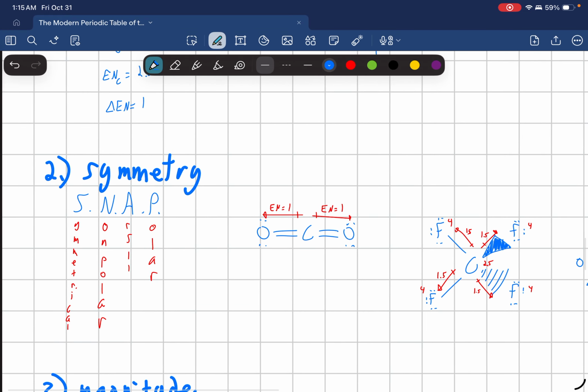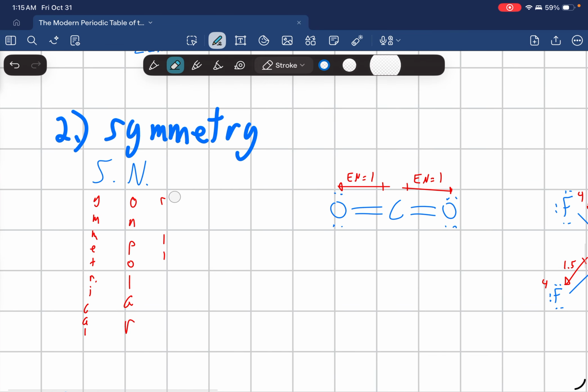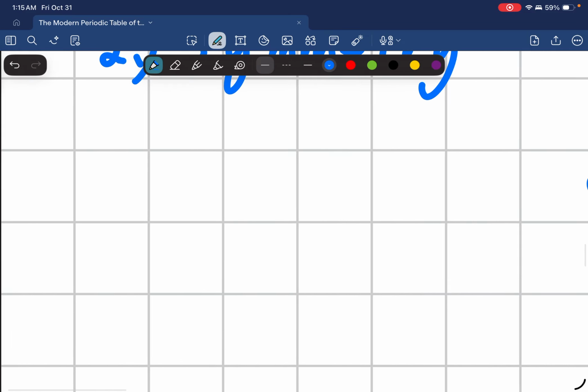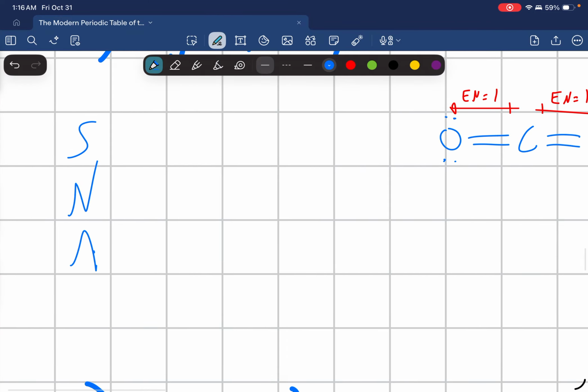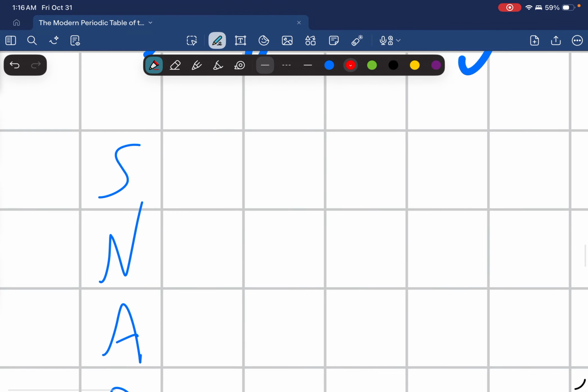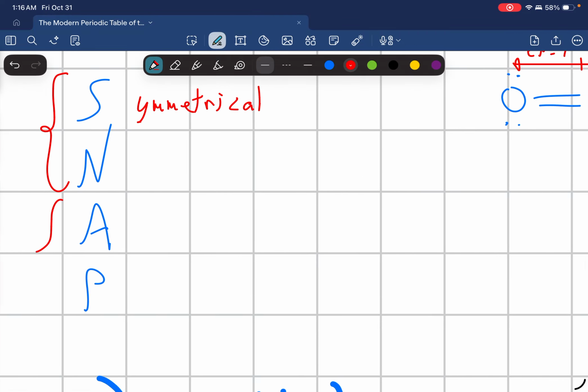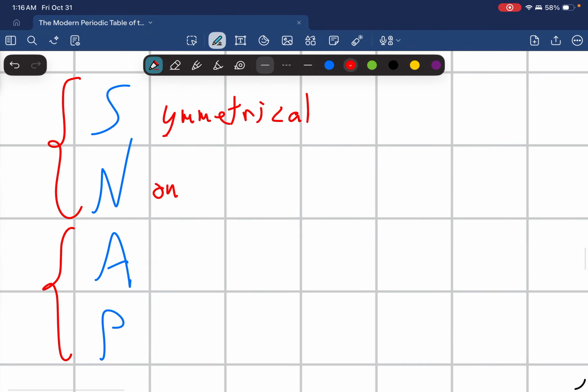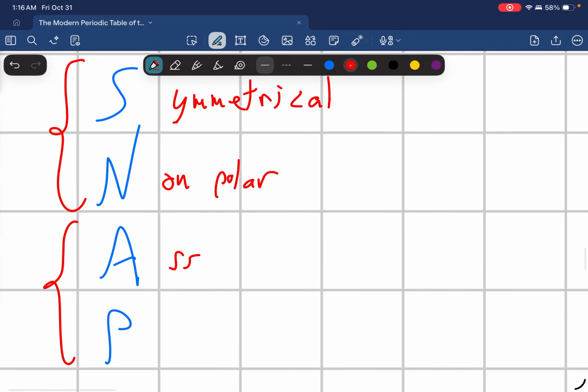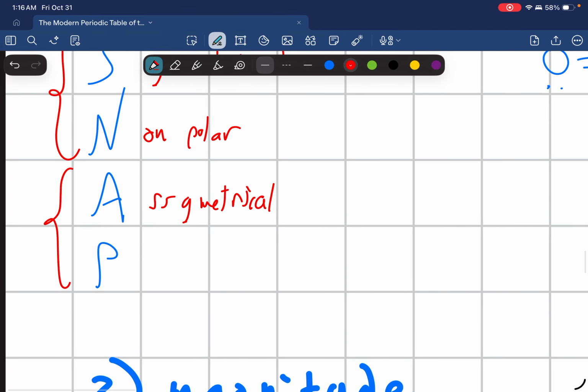Now we're going to go to symmetry. I'm going to rewrite this to make it more readable. We're going to use the acronym SNAP. SNAP: symmetrical is going to make it nonpolar. These two are connected, and these two are connected. So non-polar, and asymmetrical makes it polar.